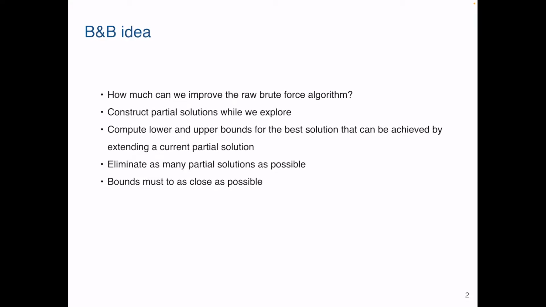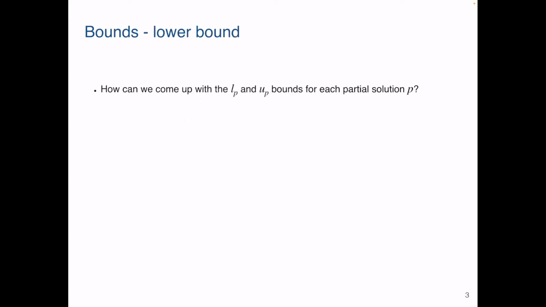It appears that brute force is the last resort, but we are trying not to enumerate all possible full solutions. So we construct partial solutions one at a time and compute their lower and upper bounds for the best solution that can be achieved by extending a current partial solution. Based on the bounds, we eliminate as many of these partial solutions as possible. To have this idea work its best, we want to come up with bounds as close as possible. How do we compute these bounds?